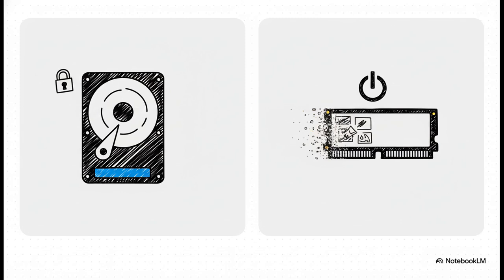Okay, so here's the core of that problem. Your operating system, all your files, they live on your hard drive, which is non-volatile. It remembers everything, even when the power is off. But the computer's actual thinking space, its RAM, is volatile. That means every single time you power down, it gets wiped completely clean, a total blank slate.